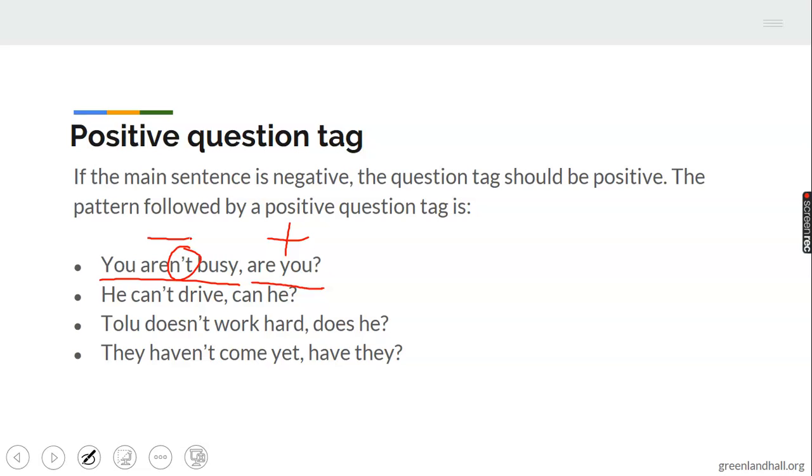He can't drive. This is negative. Can he? Tolu doesn't work hard. Does he? They haven't. This is another negative. They haven't come yet. Have they? Can you see it there? Very easy to follow if you understand the rule. This here is a positive, so we have negative.